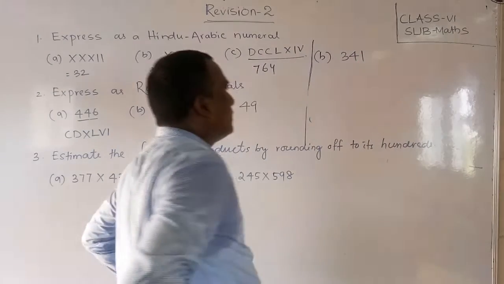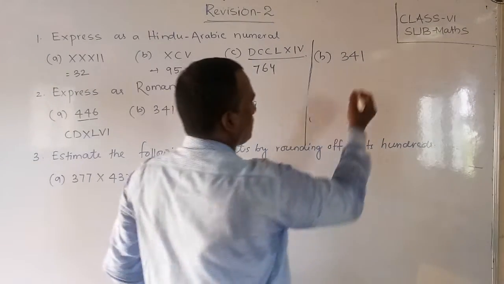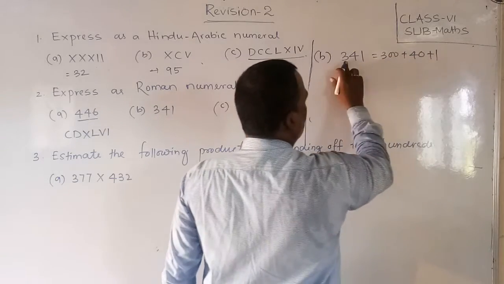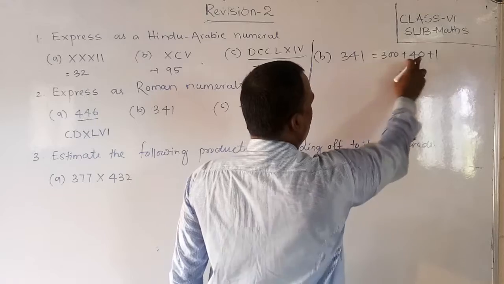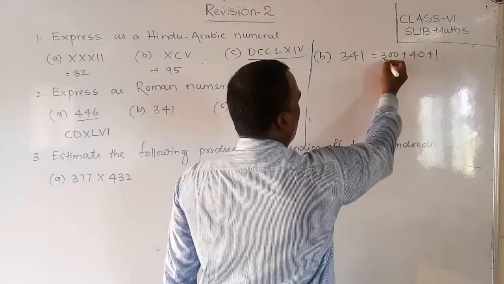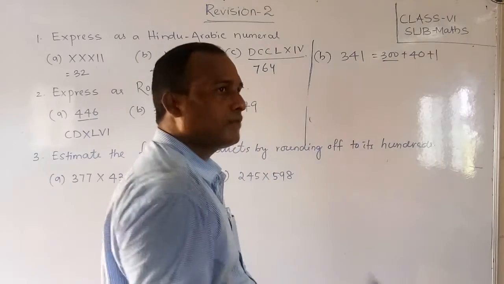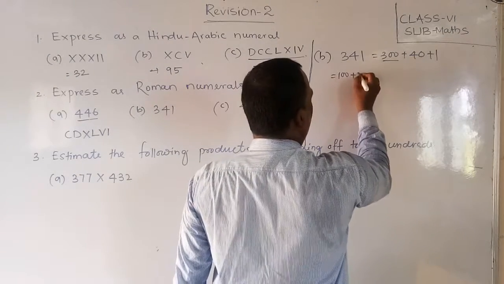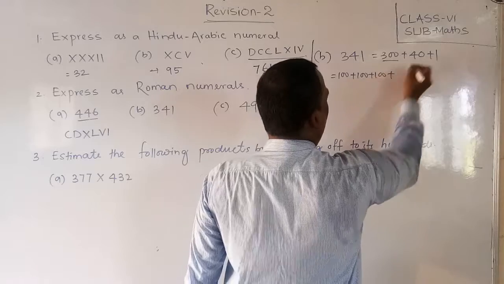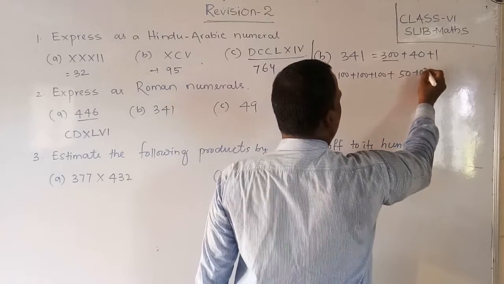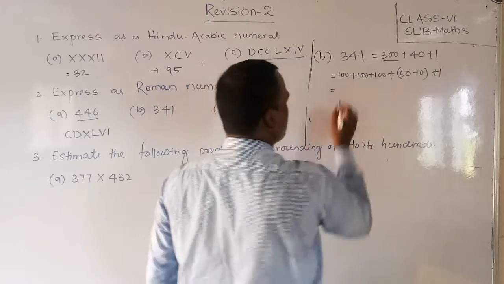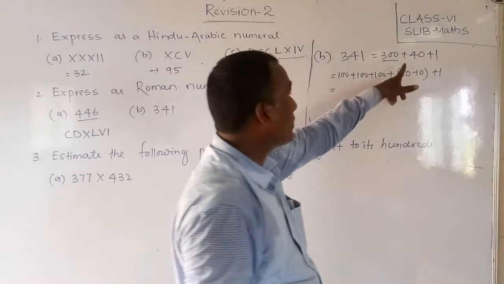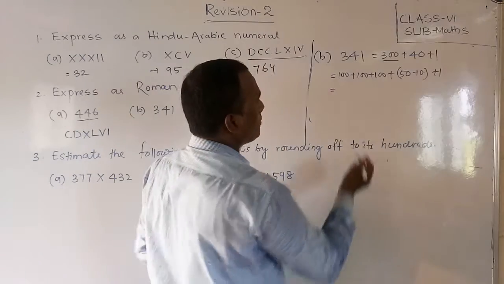Same like that, you can do 341. Friends, observe here. Same like expanded form, we can write 300 plus 40 plus 1. Expanded form we have written. Now 300 we can write, yes, 3 times is possible. So we can write 100 plus 100 plus 100. 40 means 50 minus 10, plus 1. Are you clear, friends? We cannot write 10 10 10 10. So what you have to do? 50 minus 10. So now observe, friends.